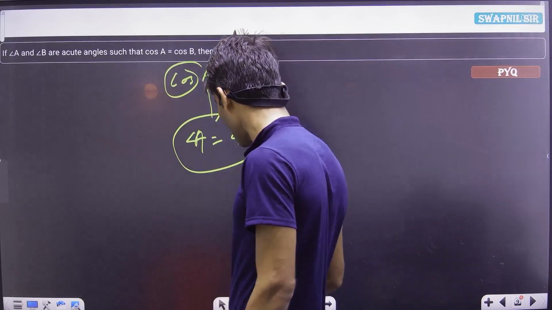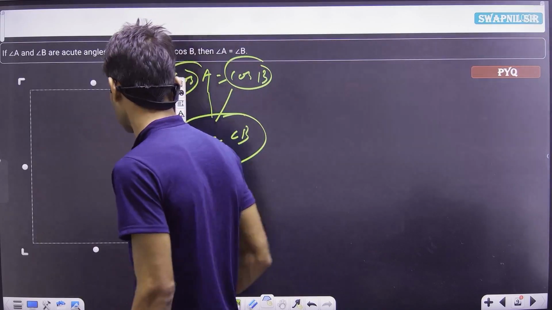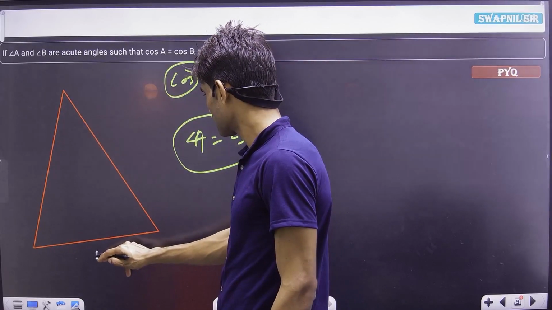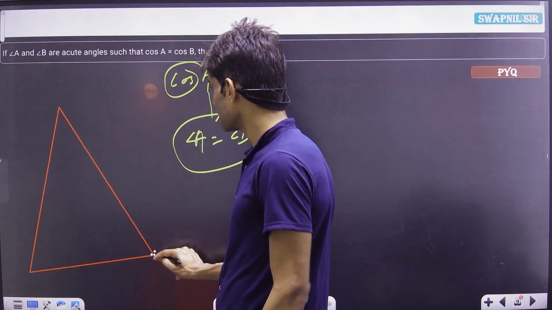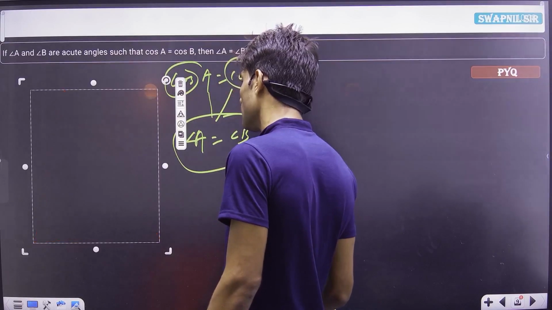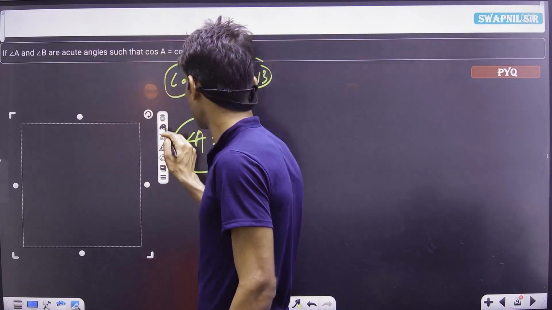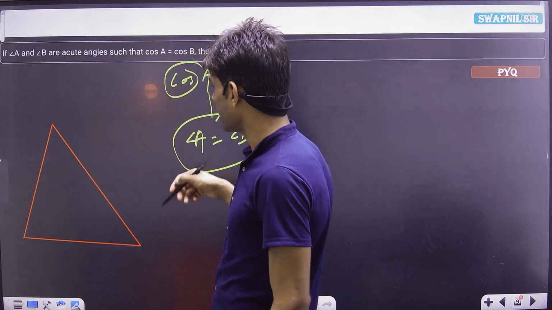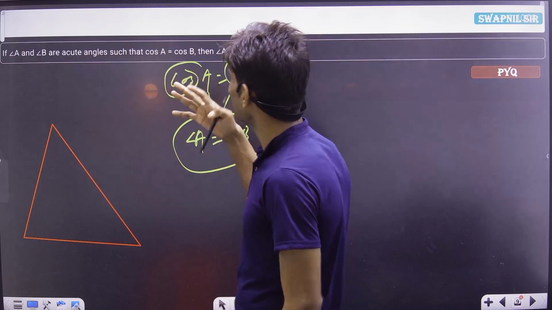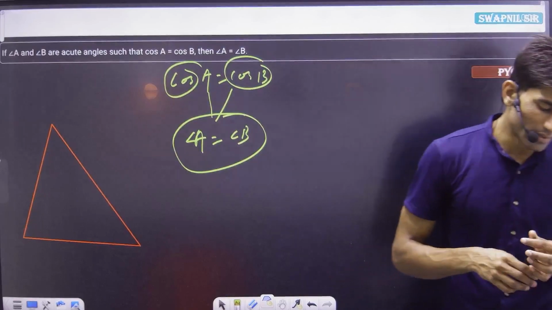Let me plot the triangle here. All are acute angles. Let me plot another triangle. Yes, this one is our acute angle triangle. Consider it as the acute angle triangle. As we have angle A and angle B as acute angles, we need angle A and angle B positioned so that they are acute angles.